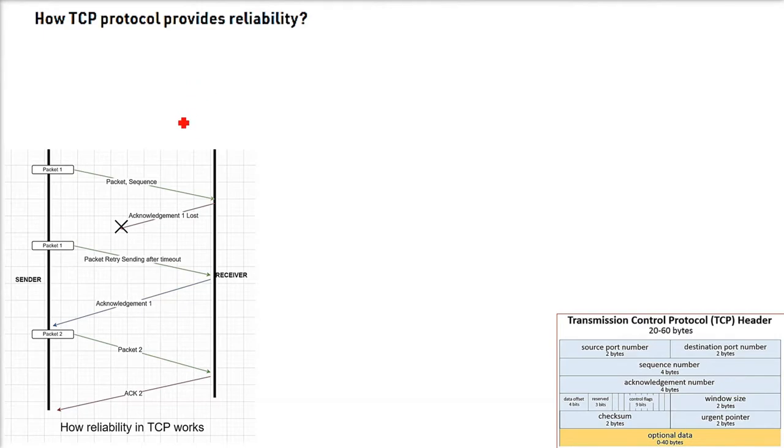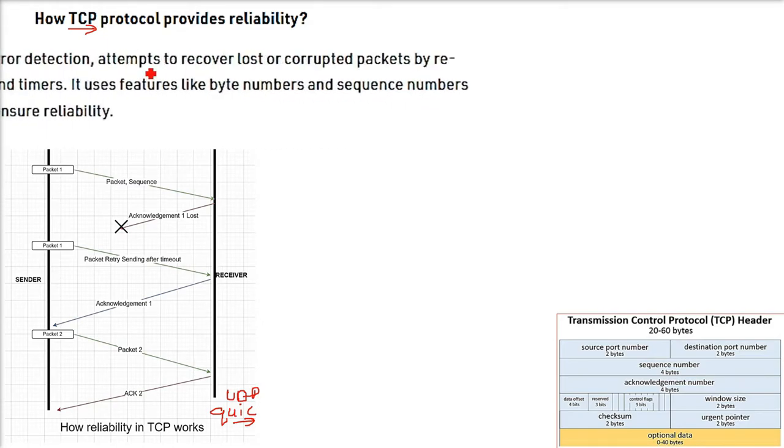How does the TCP protocol provide reliability? Now this is a very important question, always asked, because TCP is all about reliability. It is a connection-oriented protocol. And you must know about QUIC. This has come from Google. In the background, it actually uses UDP. But let us come back to TCP.